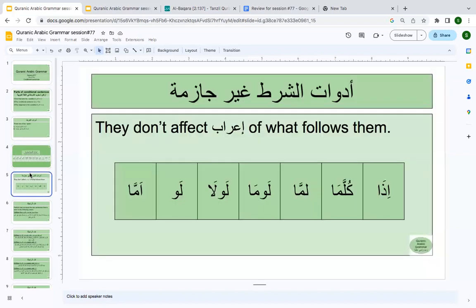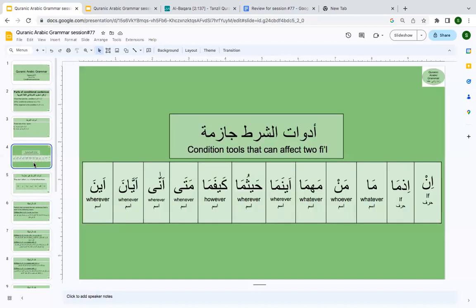Then there are other particles, as I mentioned. They also set the condition, but they do not affect the i'rab of what follows them. They include idha, kullama, lamma, lawma, lawla, law, and amma. There are also another seven words that you will learn, and these do not affect the i'rab of what follows them. We will learn the details in our next session. Today we are going to focus on the first list, since you already know it. Is that fine if we focus on adawatu shart jazima?